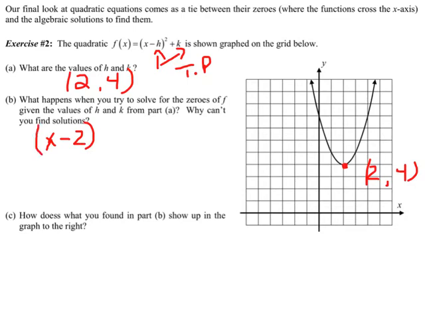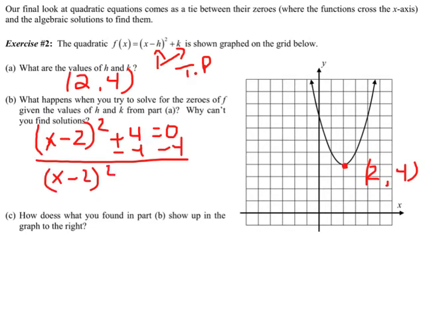So actually your (x - 2) squared, and then we've got a plus 4, and that would be equal to 0. You would move the 4 to the other side, -4. You get (x - 2) squared then equals -4. And then we do the usual, take the square root of both sides.